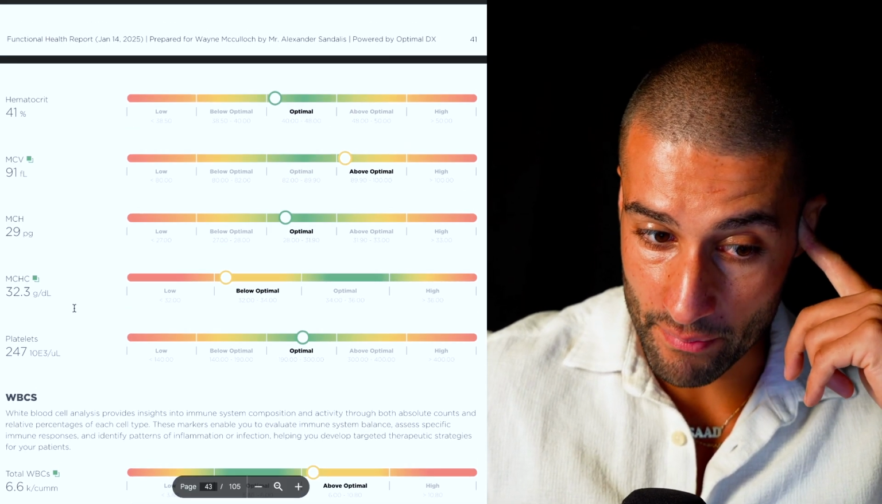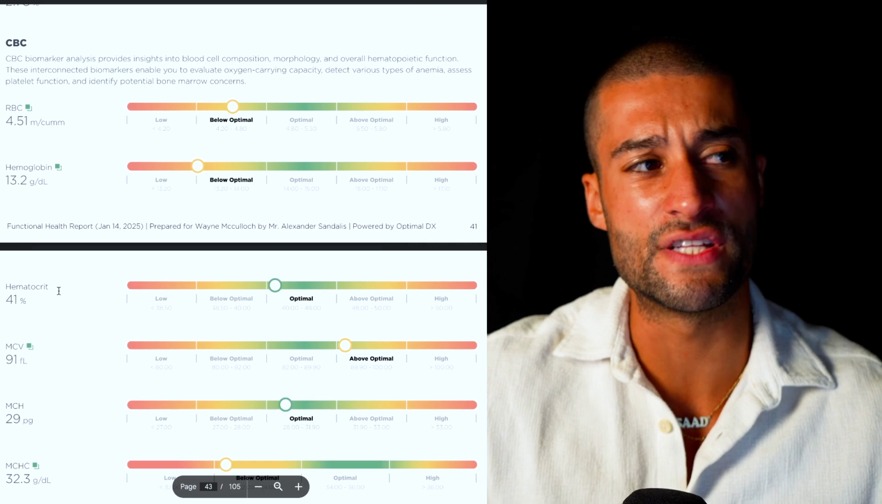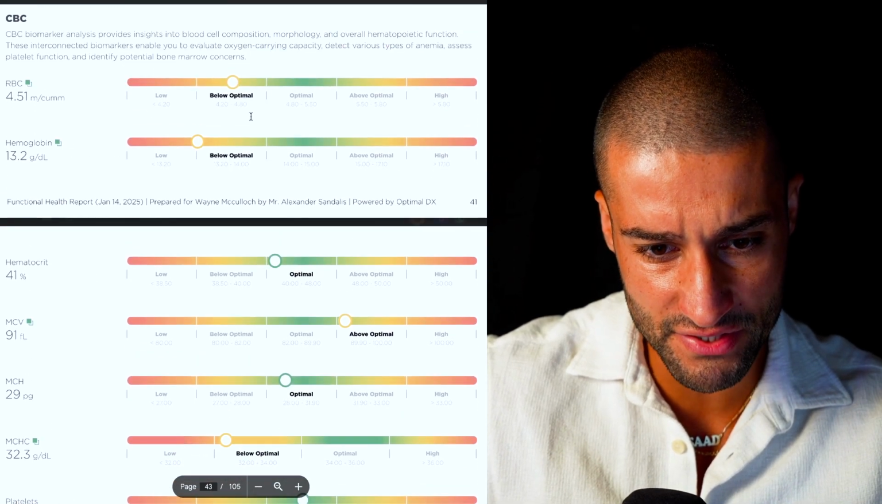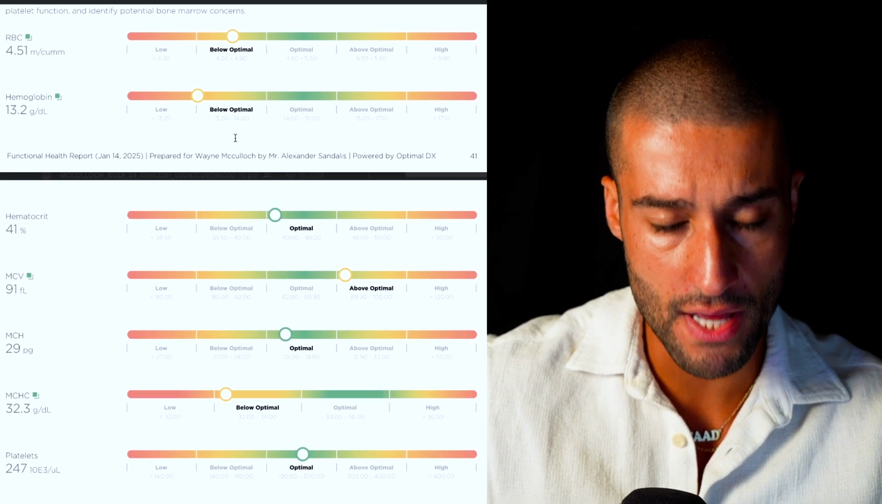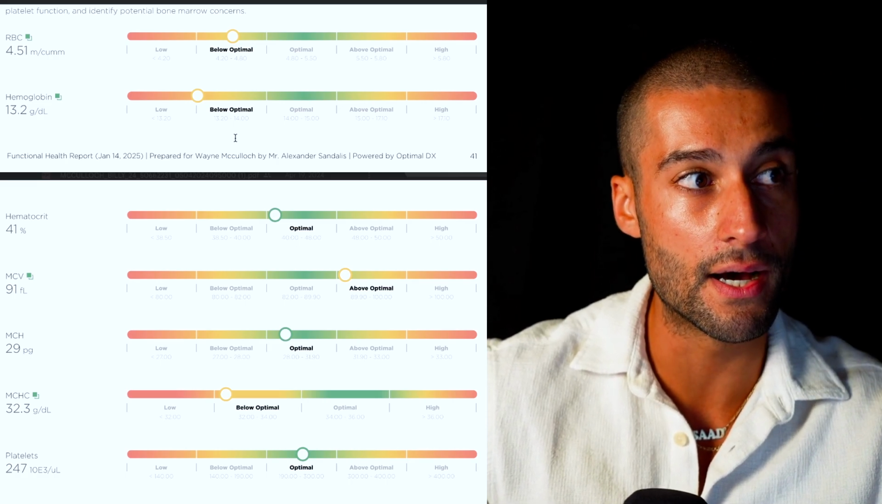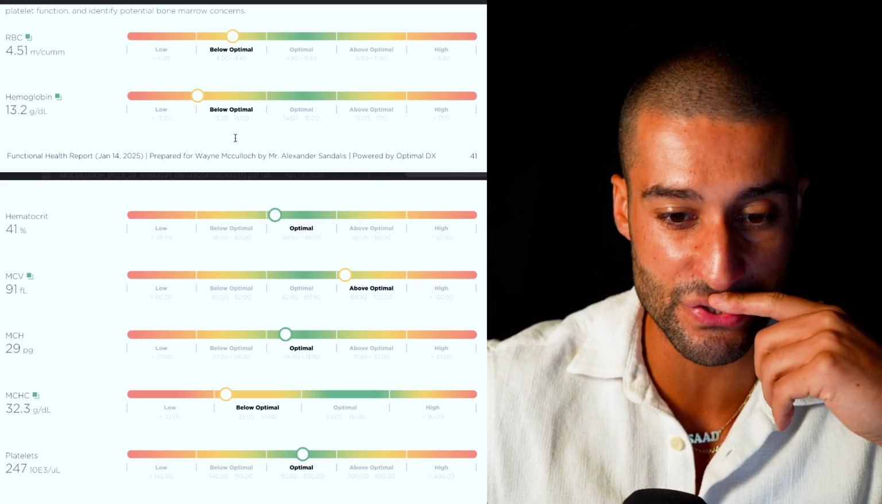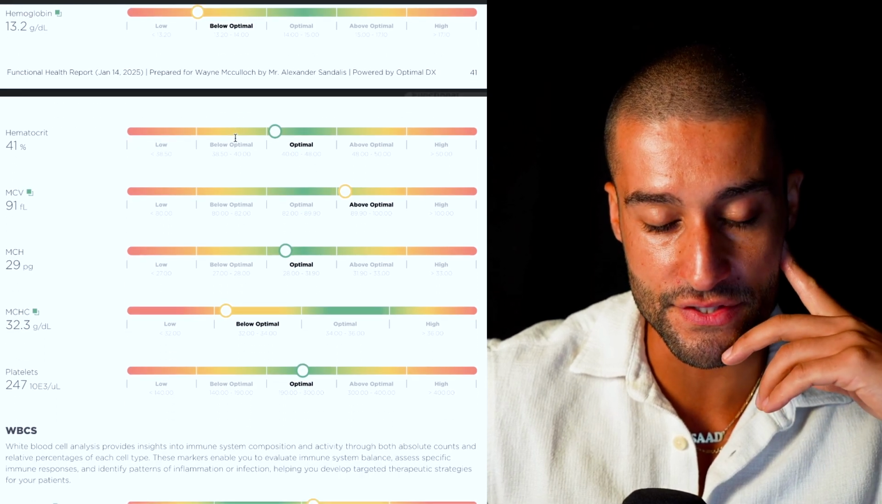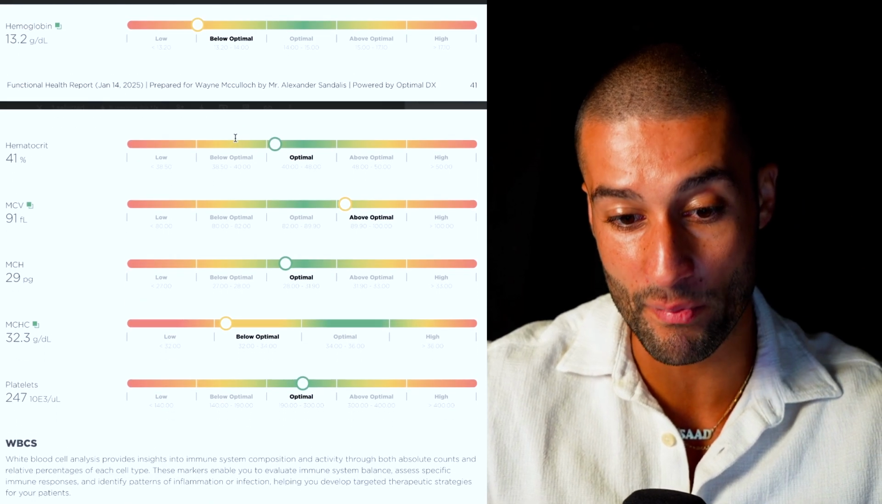We're seeing things like mean corpuscular hemoglobin concentration. This is your hematology. These are your red blood cells. Red blood cells and hemoglobin are on the lower end. This could be because of B12. This could be because of folate. This could be because of your iron panel, your iron as well. It's likely a contribution of things going on here. And you being on a plant-based diet will make a lot of this worse.